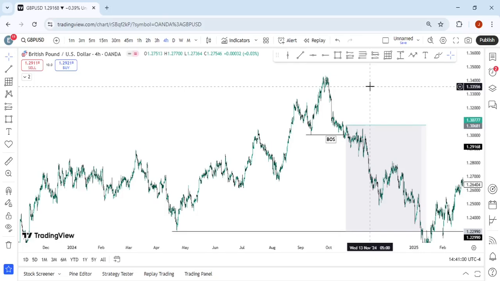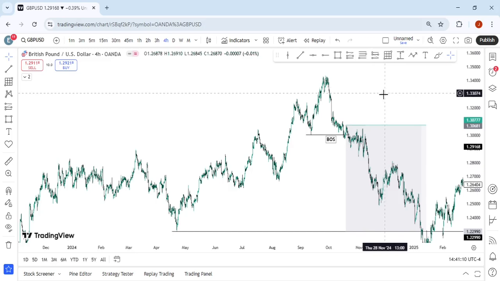And today I'm going to be going over top-down analysis from a smart money and price action perspective. And let's get into this.